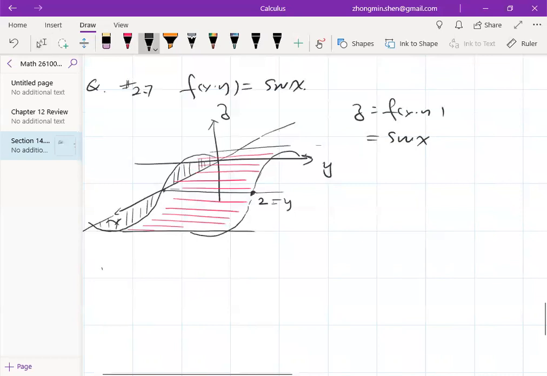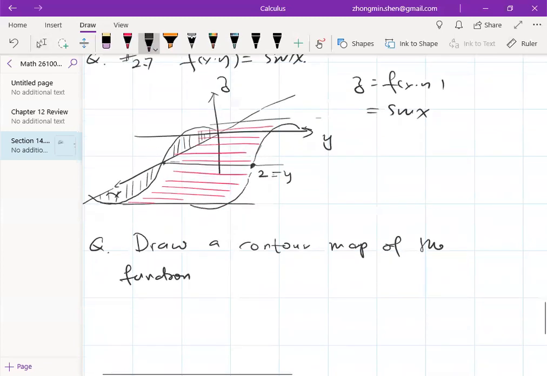Right. Let's come to a contour map for the function. I'm not going to draw a 3D graph, just a 2D graph, and you have to show several level curves. So here's the example, problem number 46. f of x, y is going to be x times y.